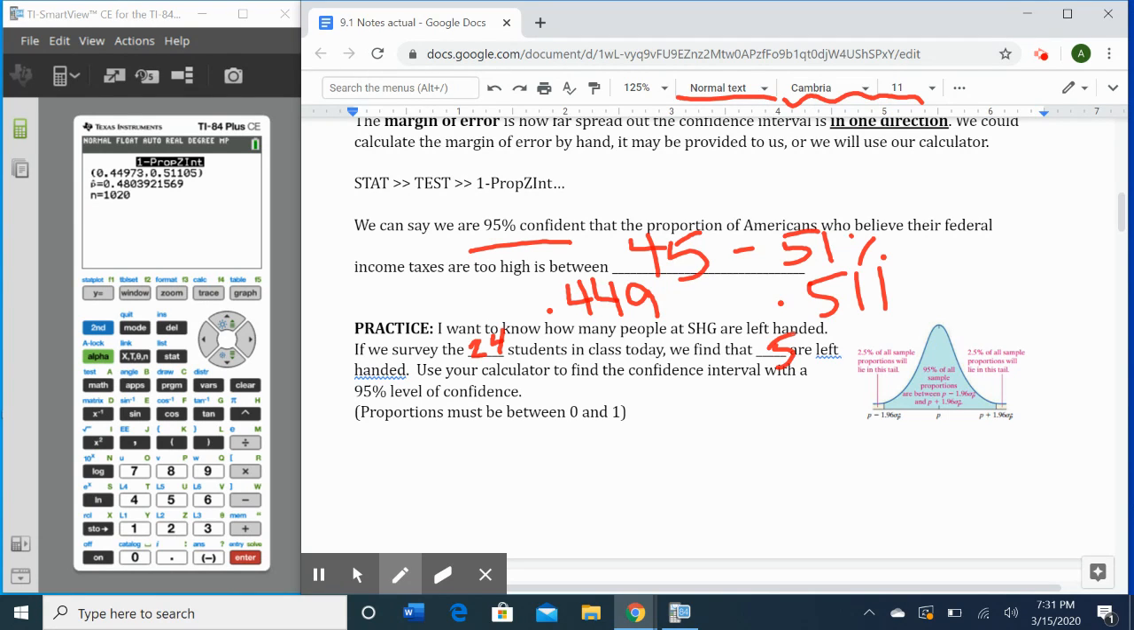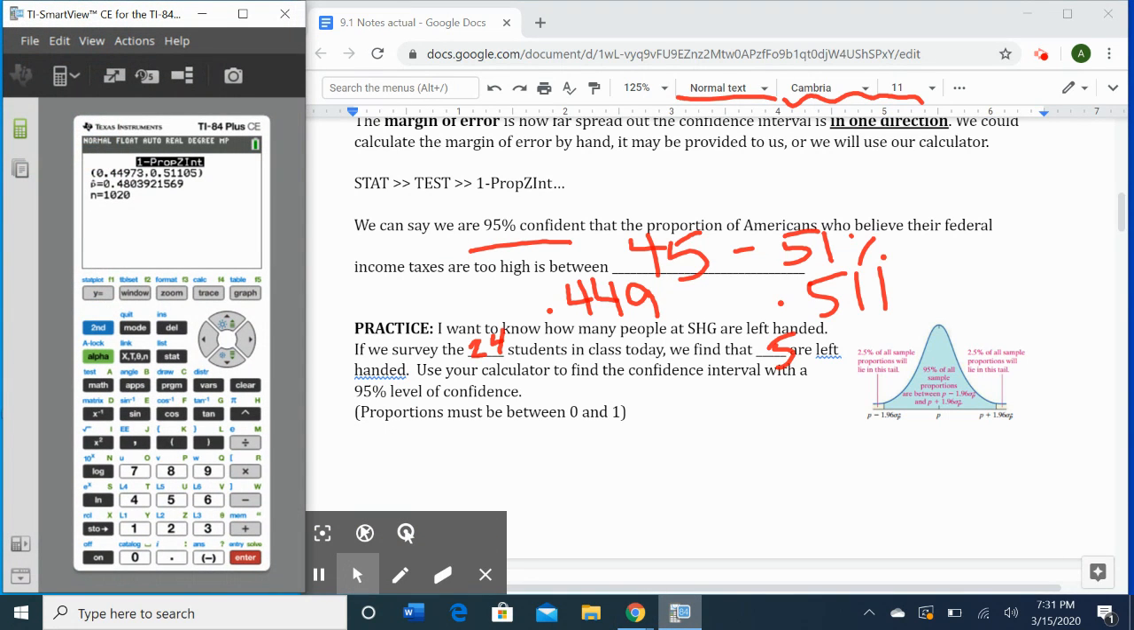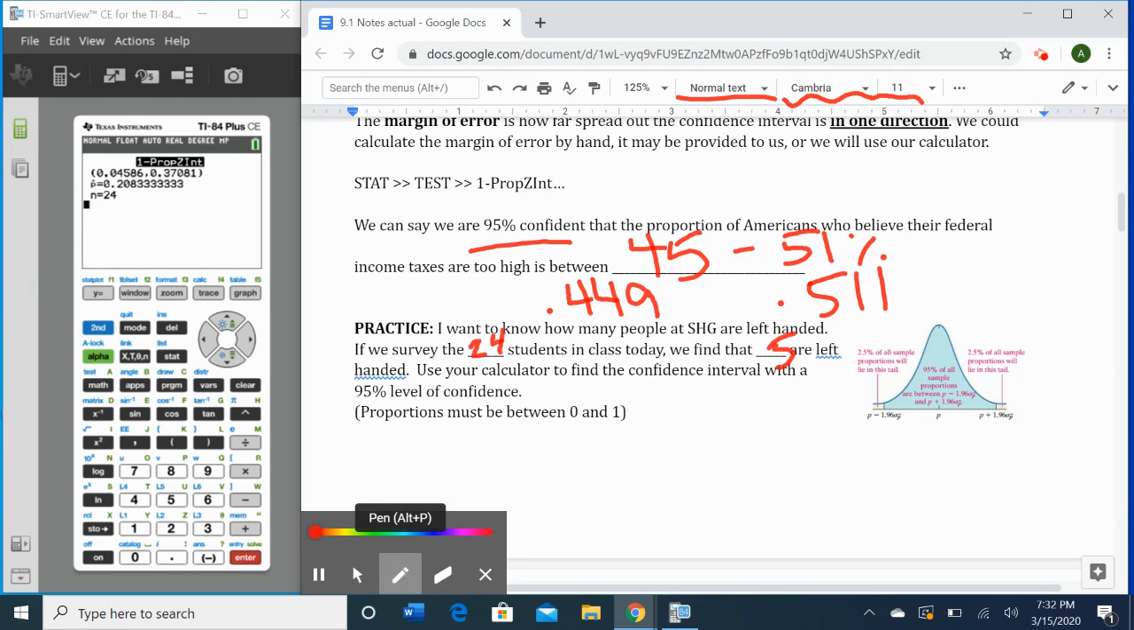We're going to use our calculator to find the confidence interval. And so proportions must be between 0 and 1. So I'm going to go to Stat, go over to Tests, go down to 1-PropZInt and hit enter. And this time I want x to be 5 because I have 5 left-handed people in my class of 24. And I want to be 95% confident. So I calculate and I analyze.